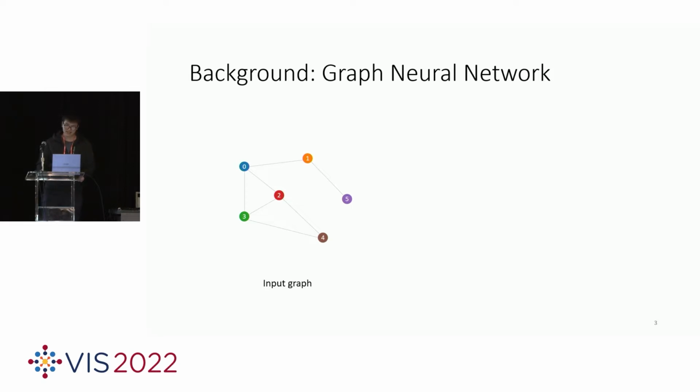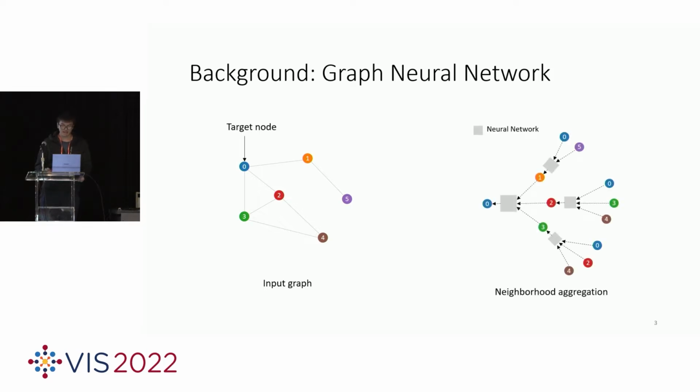Graph neural networks are neural networks taking graph structure and node features as inputs. Based on the neighborhood aggregation idea, they can utilize the graph structure and node feature information. In this example, considering target node 0, we can aggregate information from its neighborhood using graph neural networks.